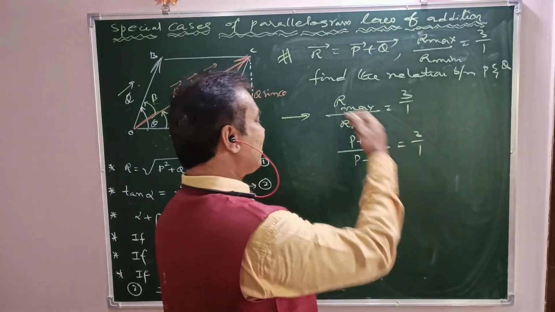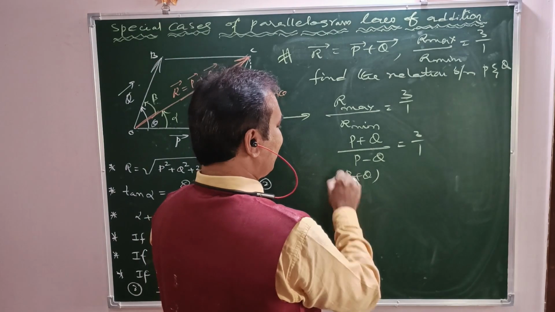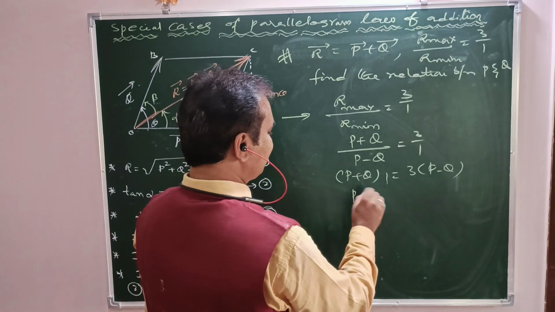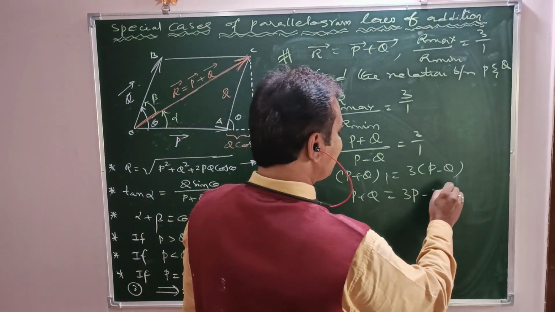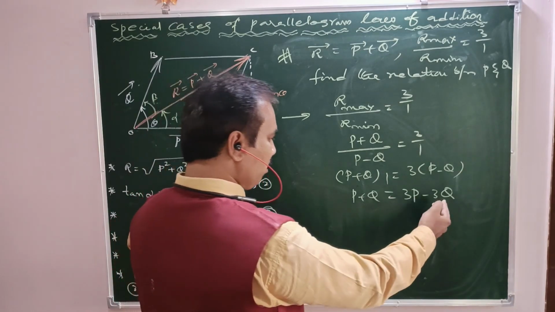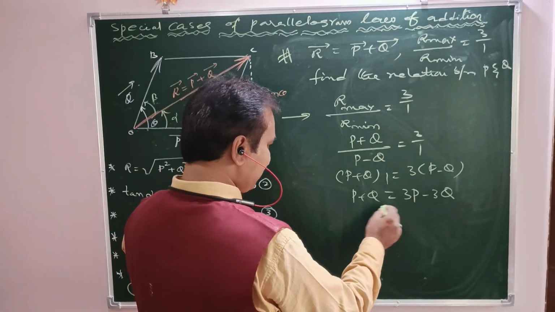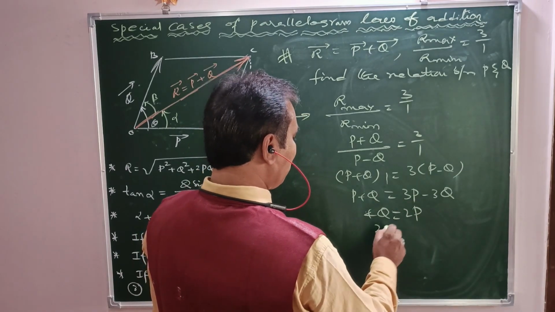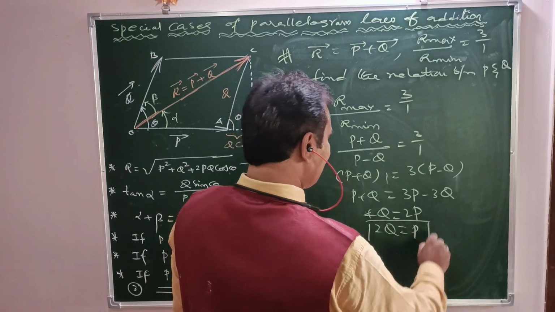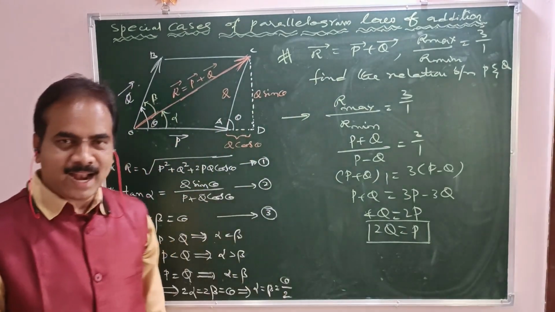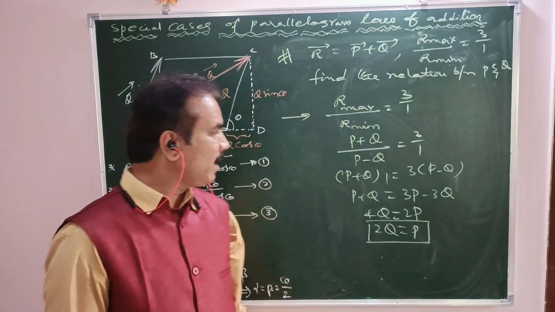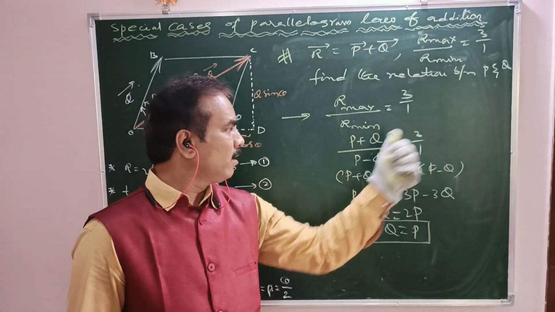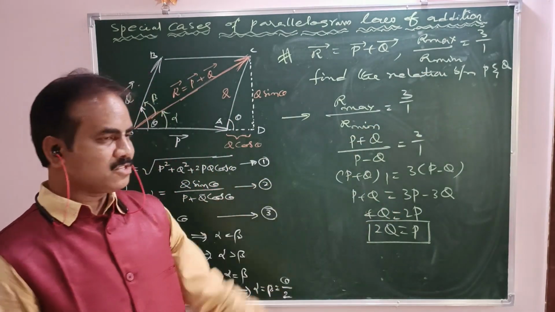Now take cross multiplication: P plus Q into 1 equal to 3 into P minus Q. That is P plus Q equal to 3P minus 3Q. Take Q minus 3Q... taking this side, 4Q equal to 3P minus P, that is 2P. So 2Q equal to P. This is the relation between P and Q. So whenever the ratio of R max to R minimum is given, you have to consider P plus Q by P minus Q. Okay.